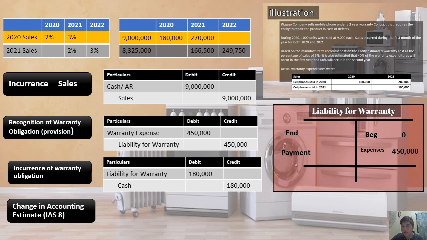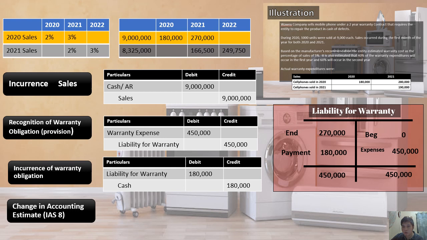So credit ulit tayo ng expense amounting to 450,000 pesos. Ang total credit natin ay 450,000 pesos. Forward lang natin yan sa left side, 450,000 pesos. And on the third event, we have paid 180,000 pesos, ilagay lang natin. So using the T account, we can say that the ending balance of liability for warranty is 270,000.